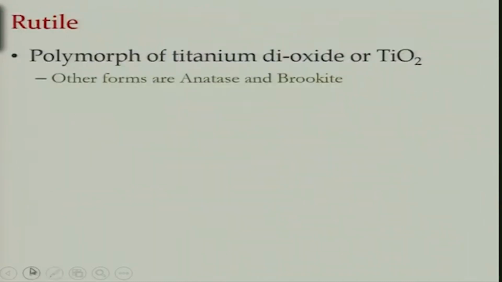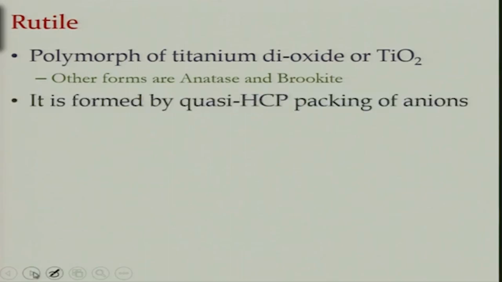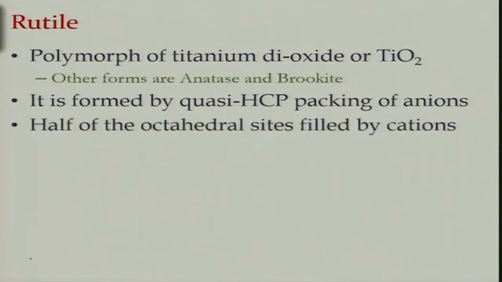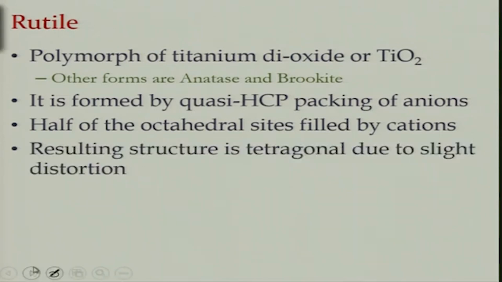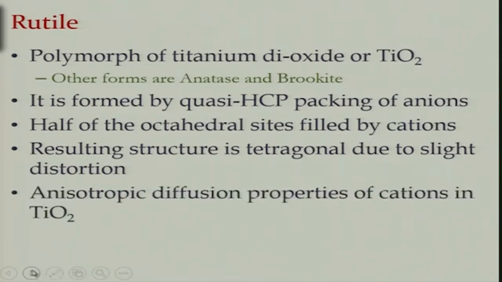And finally, we look at rutile, which is a polymorph of titanium dioxide, a very important material. It exists in anatase and brookite forms also, but rutile is the most commonly used, and it is again based on HCP packing. It is not quite HCP, it is slightly distorted, which is why it is called quasi HCP packing. Half of the octahedral sites are filled by cations, because you have two oxygen atoms and only one cation, so only 50% can be filled. The distortion is tetragonal instead of hexagonal close packed.